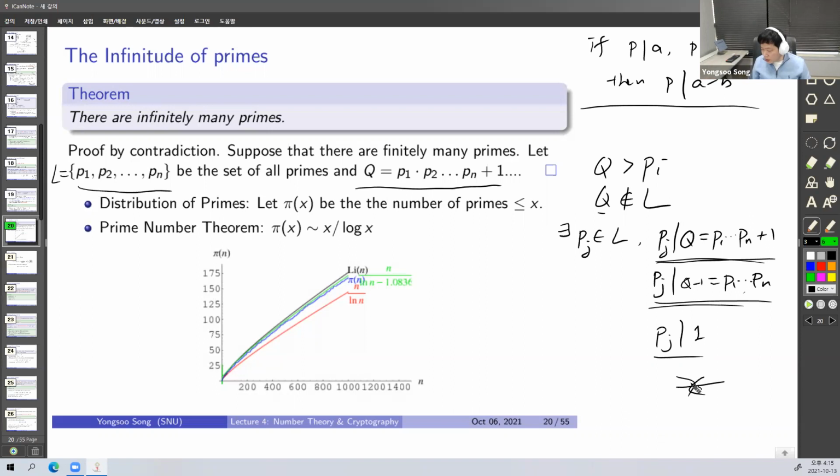But the more interesting question is: how many primes? Of course, there are infinitely many primes, but the question is how many primes are less than a certain bound x. This is a very popular and interesting mathematical question in analytic number theory and other related domains. So there's something called the prime counting function.